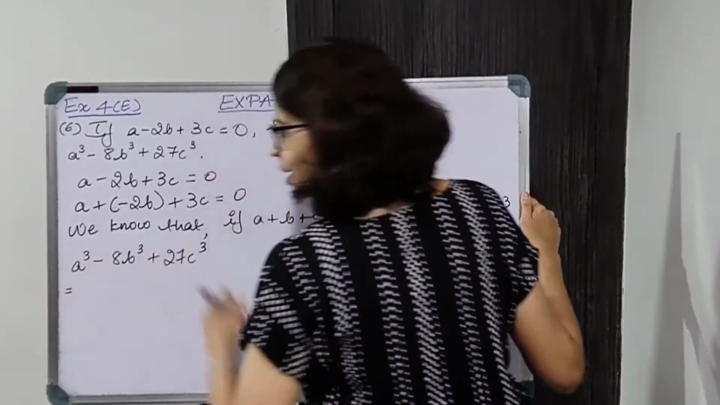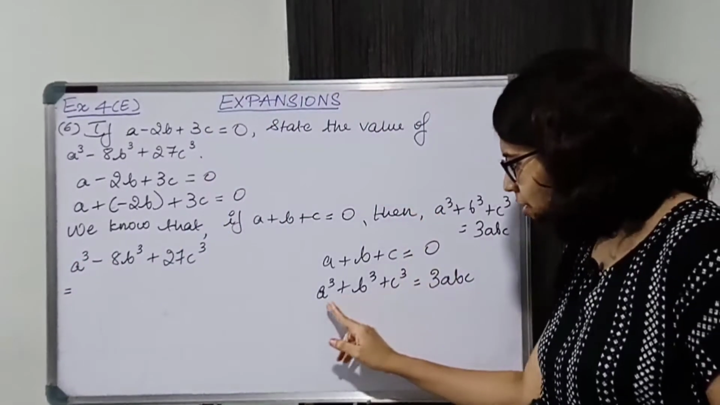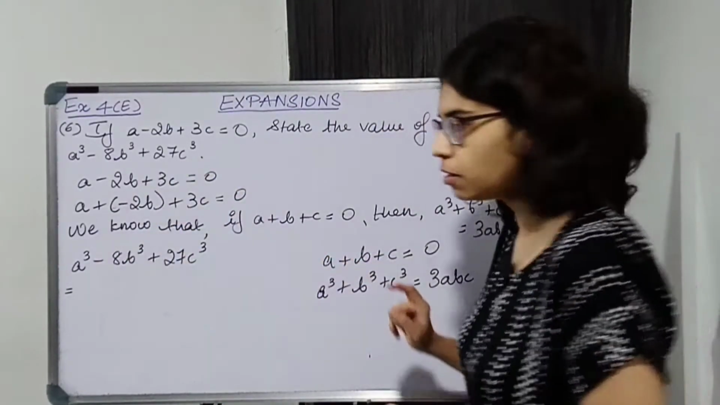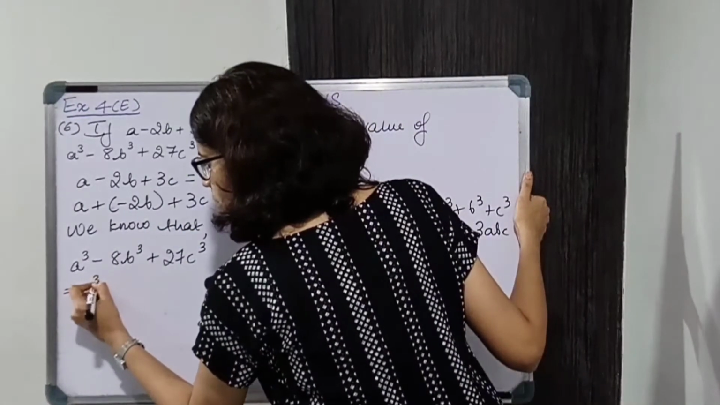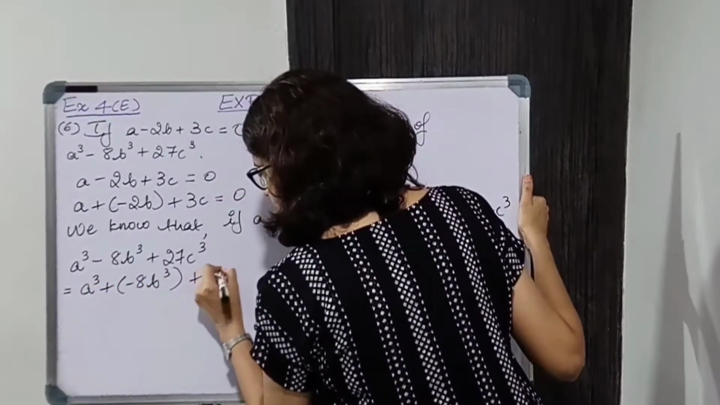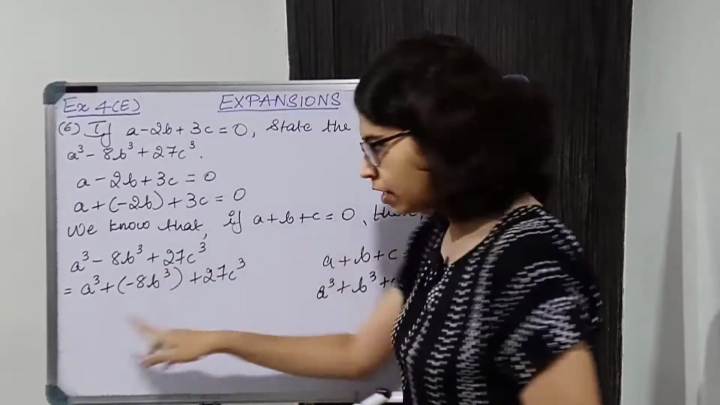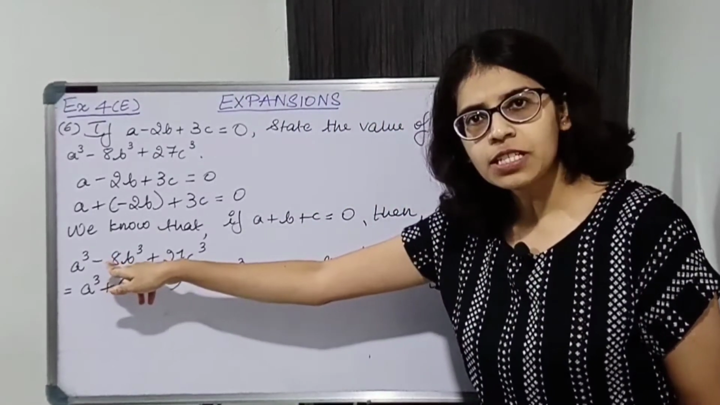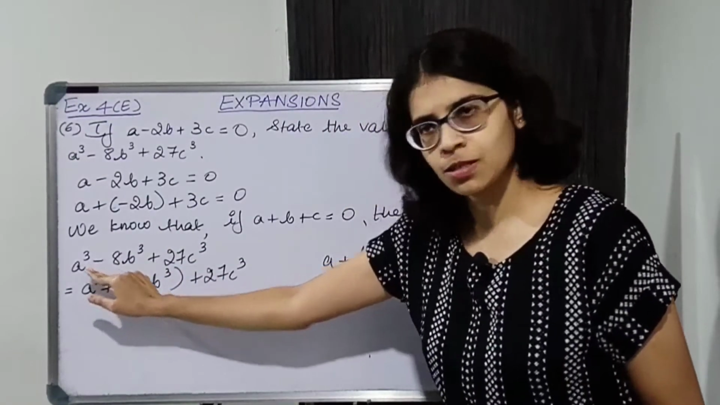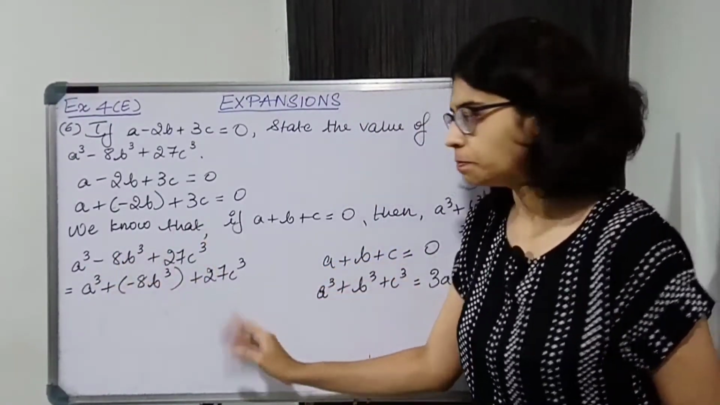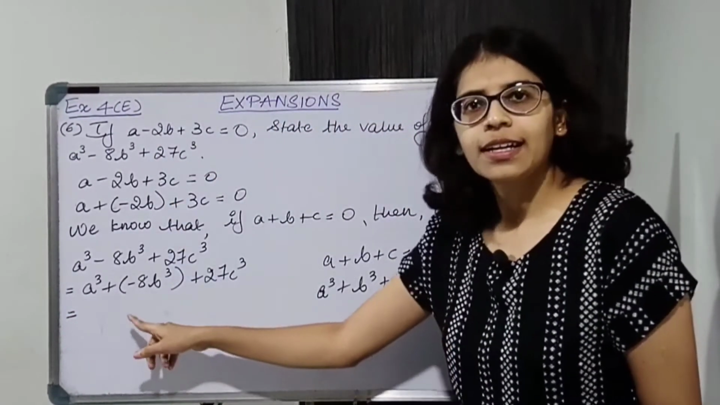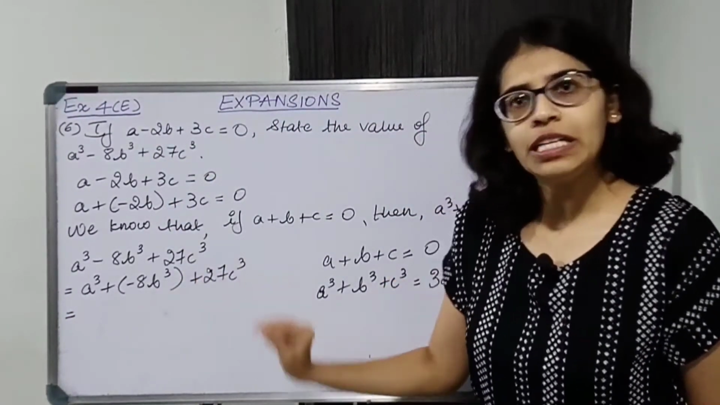Now again I'll rewrite this. I want this in this form, a cube plus b cube plus c cube. There is a negative sign over here. So a cube plus minus 8b cube plus 27c cube. Even if I open the brackets, the previous step will come, so I'm not going wrong. Okay. Plus into minus will give minus 8b cube. Now it is equal to 3abc.